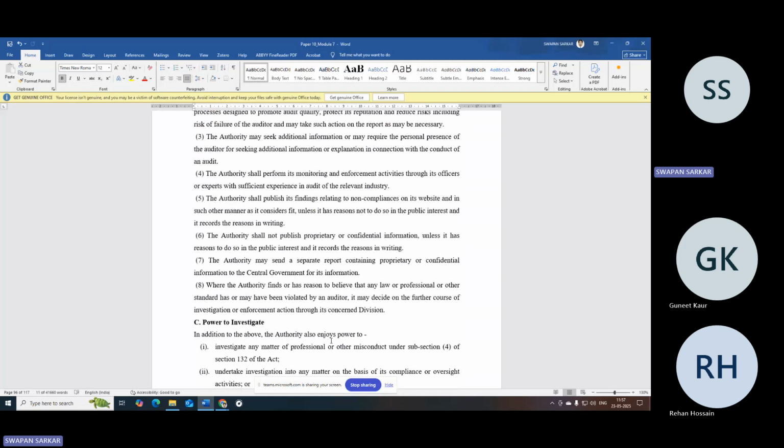Next, the authority shall not publish proprietary or confidential information unless it has reason to do so in public interest and it records the reason in writing. Next, the authority may send a separate report containing proprietary and confidential information to the central government for its information, and where the authority finds or has reason to believe that any law or professional or other standards has or may have been violated by the auditor, it may decide on the further course of investigation or enforcement action through its concerned division.